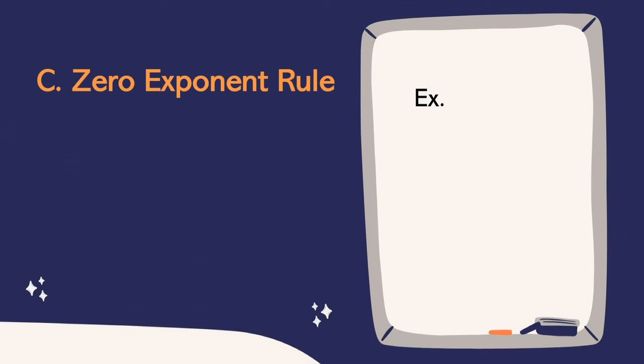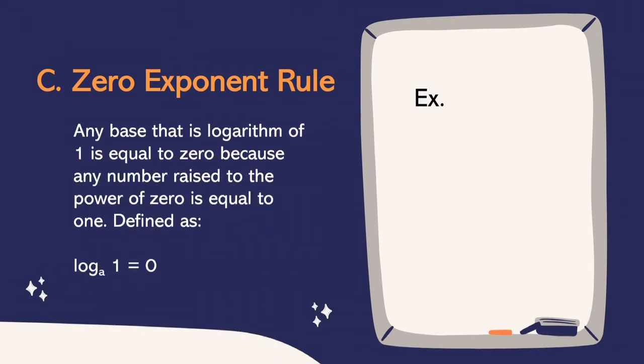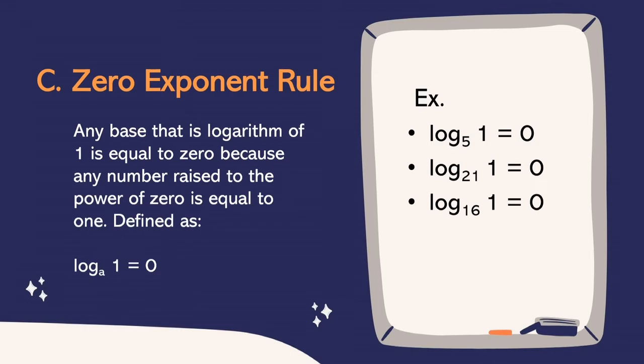Then we have the zero exponent rule. The logarithm of 1 to any base is equal to 0, because any number raised to the power of 0 is equal to 1. Defined as the logarithm of 1 to the base of a is equal to 0. Here are some examples. The logarithm of 1 to the base of 5 is equal to 0. The logarithm of 1 to the base of 21 is equal to 0. The logarithm of 1 to the base of 16 is equal to 0. The logarithm of 1 to the base of 8 is equal to 0. The logarithm of 1 to the base of 55 is equal to 0. Fairly easy, right? Now, let's move on to the next property.